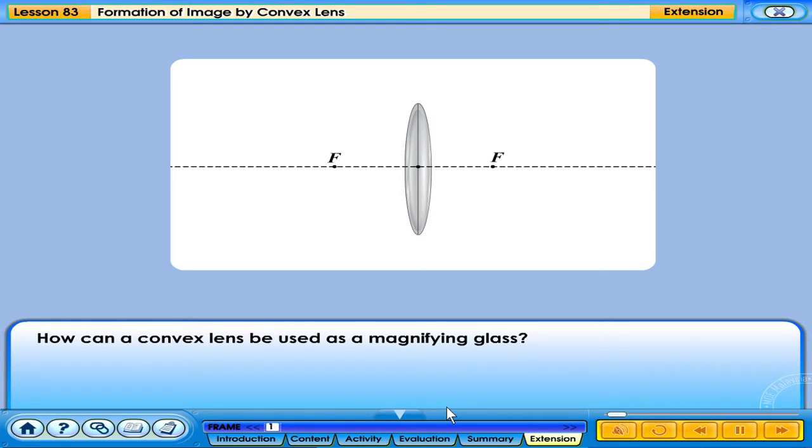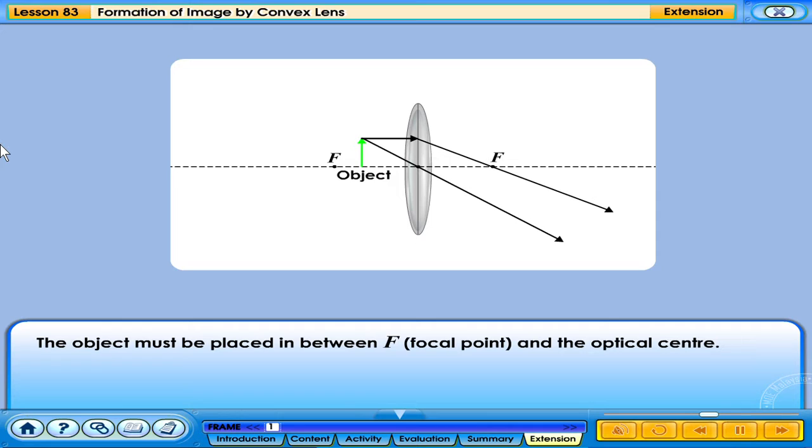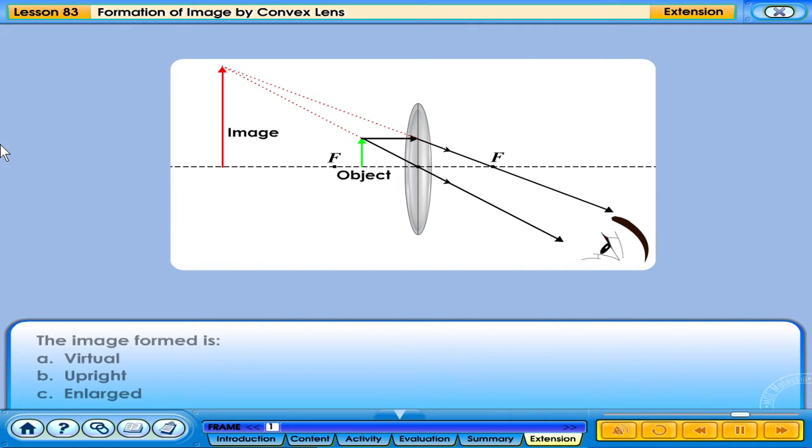How can a convex lens be used as a magnifying glass? Where would you put the object? Click on the lens to know. The object must be placed in between F, the focal point, and the optical center. The image formed is: A. Virtual, B. Upright, C. Enlarged.